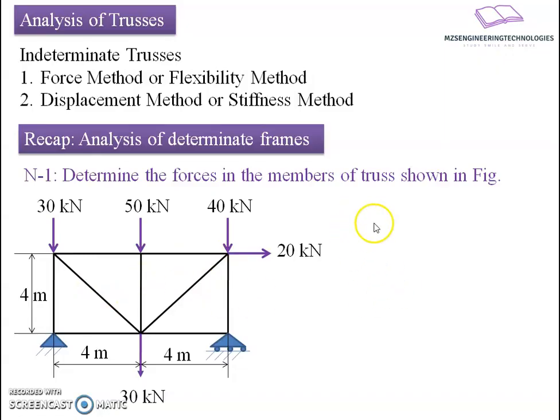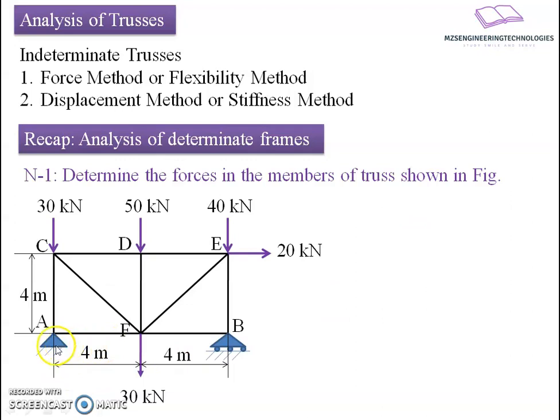If I make a count here, m equals 9, and 2j minus 3 is 2 into 6 minus 3, which comes to 9. So I can say it is a perfect truss. If it is a perfect truss, we can say it is determinate, and we can analyze it with the help of available equilibrium equations.